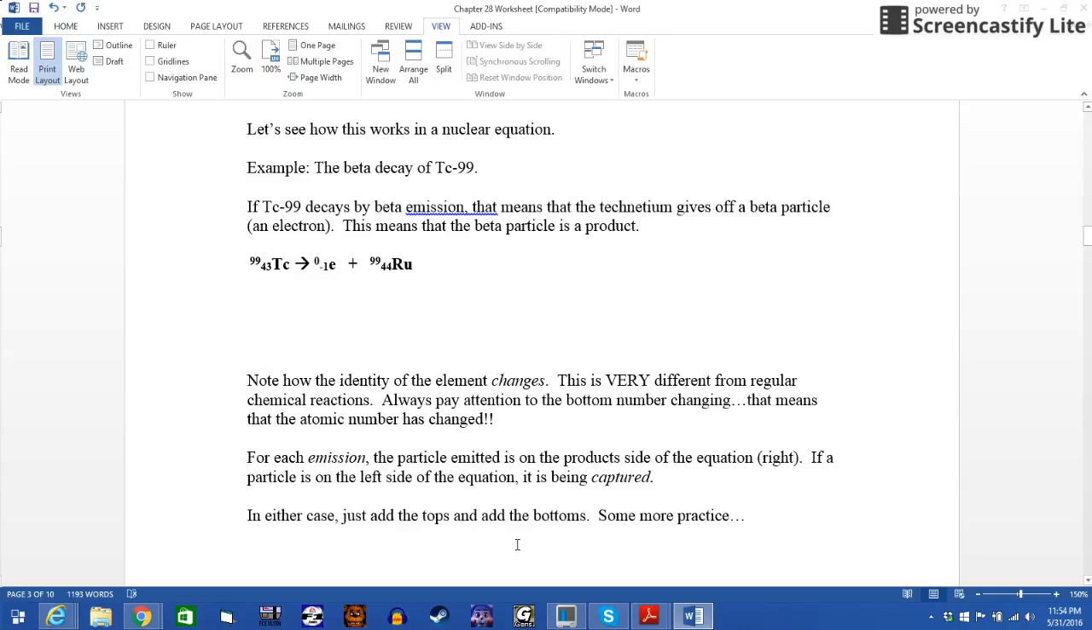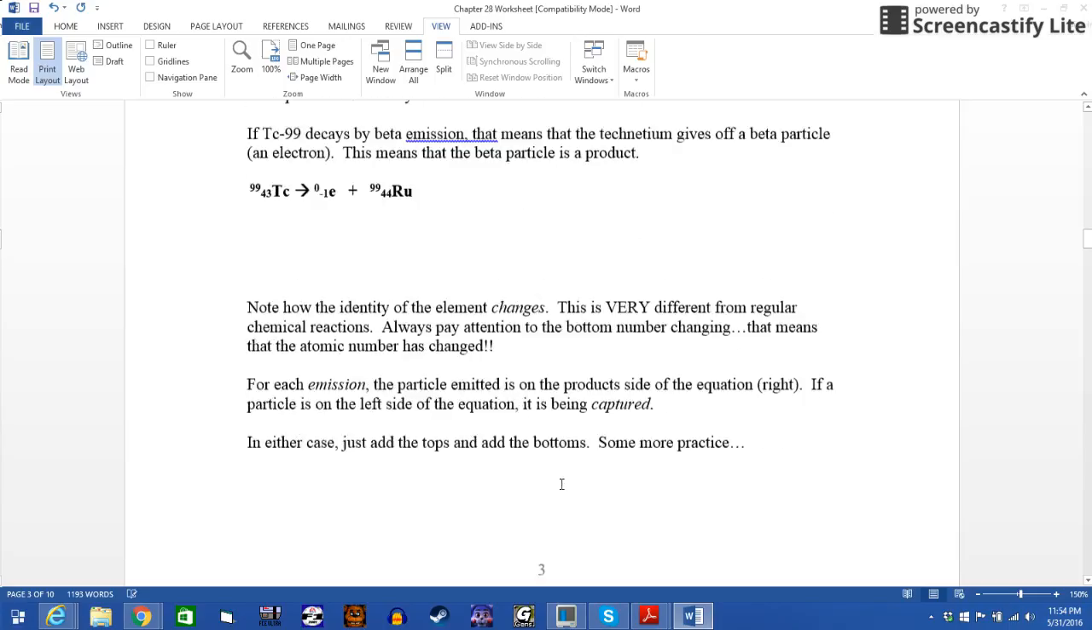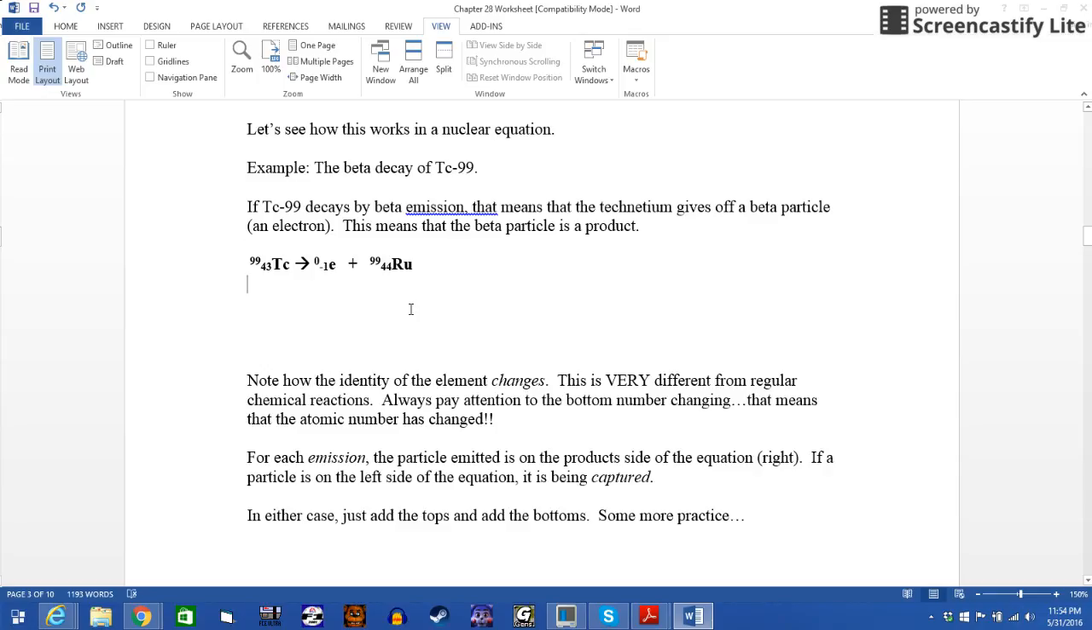Just add the tops and add the bottoms, and you have plenty of practice coming up on the next page. And that's the main exercise that I want you to be able to do because we're already 30% done with the unit. Notice you follow along always, and you use the bottom number to identify the element when you're done for anything you don't know.